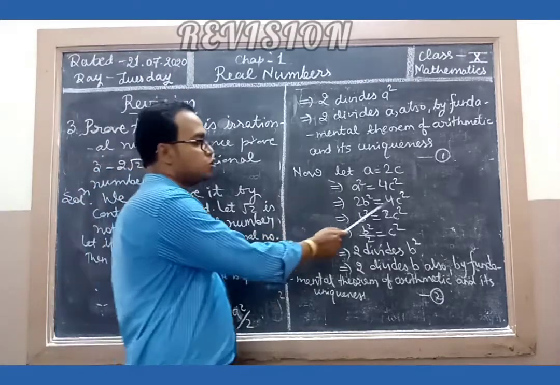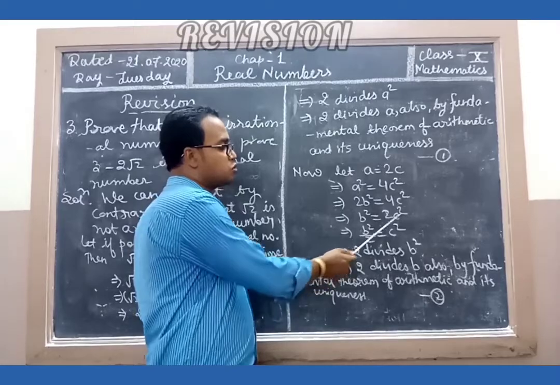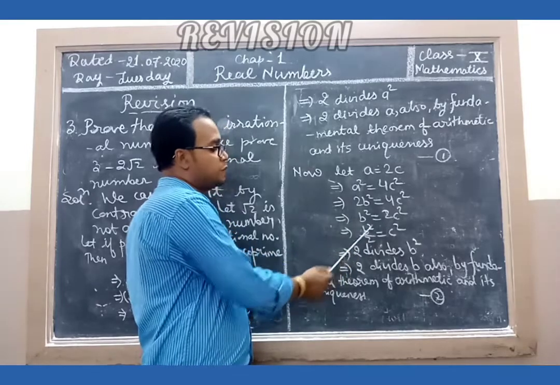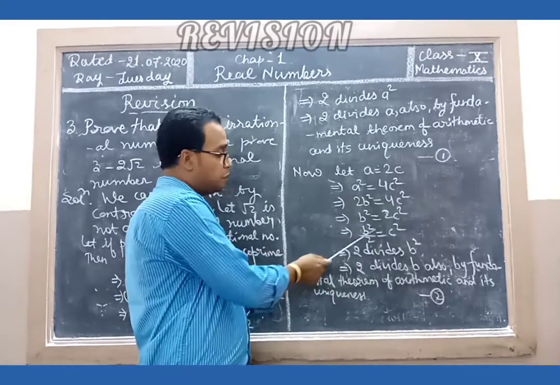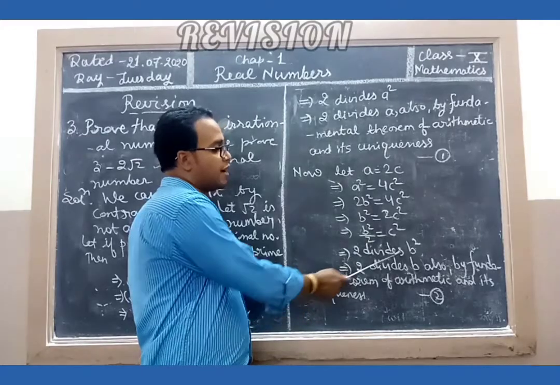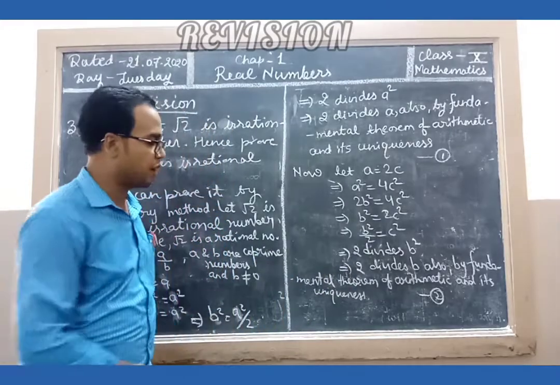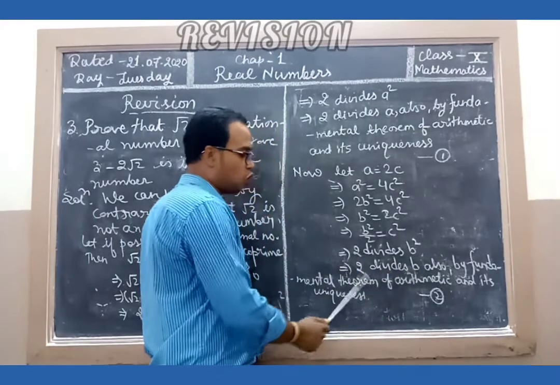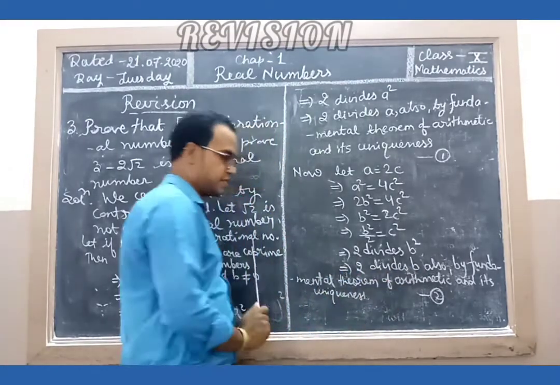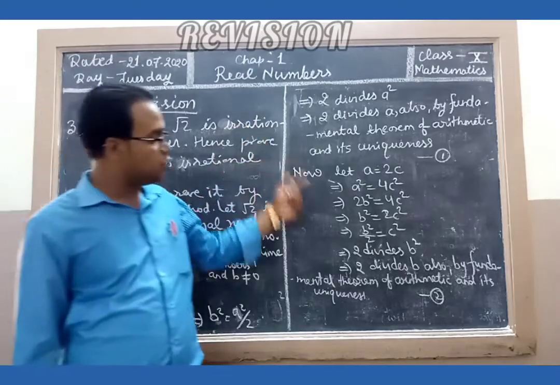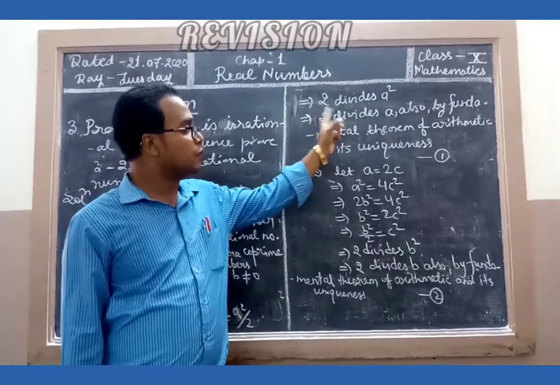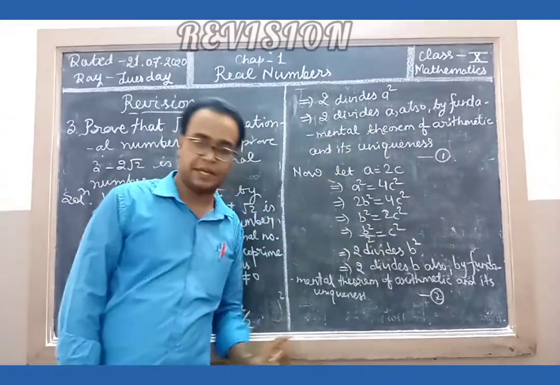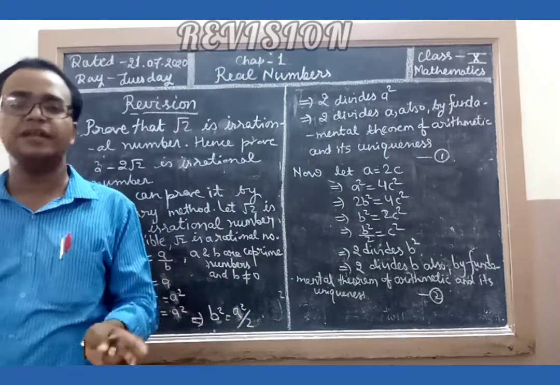So 2b square equals 4c square. B square equals 2c square. It means b square by 2 equals c square. B square by 2 means 2 divides b square. This implies that 2 divides b also, by the fundamental theorem of arithmetic and its uniqueness. Now from equations 1 and 2, we observe that 2 divides both a and b.